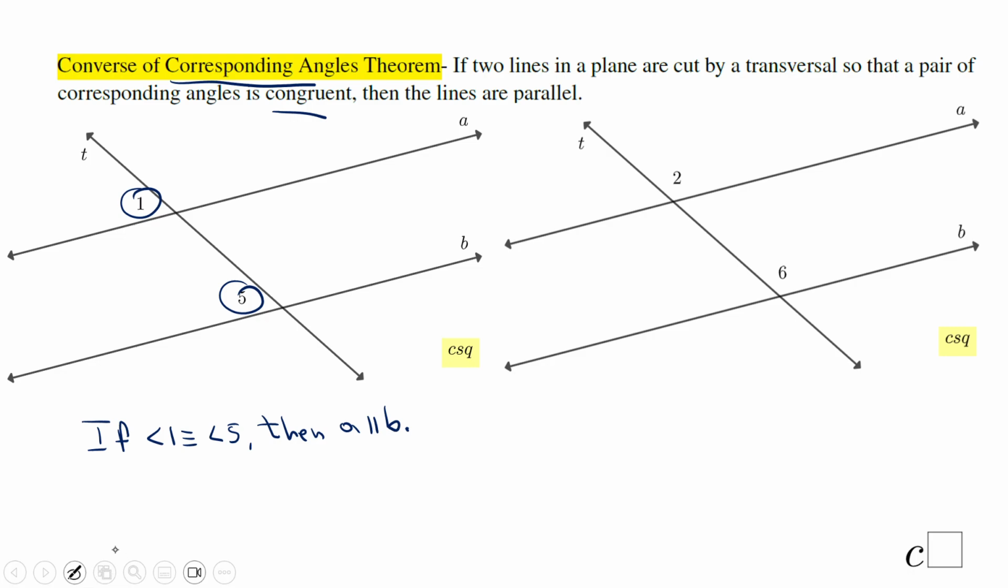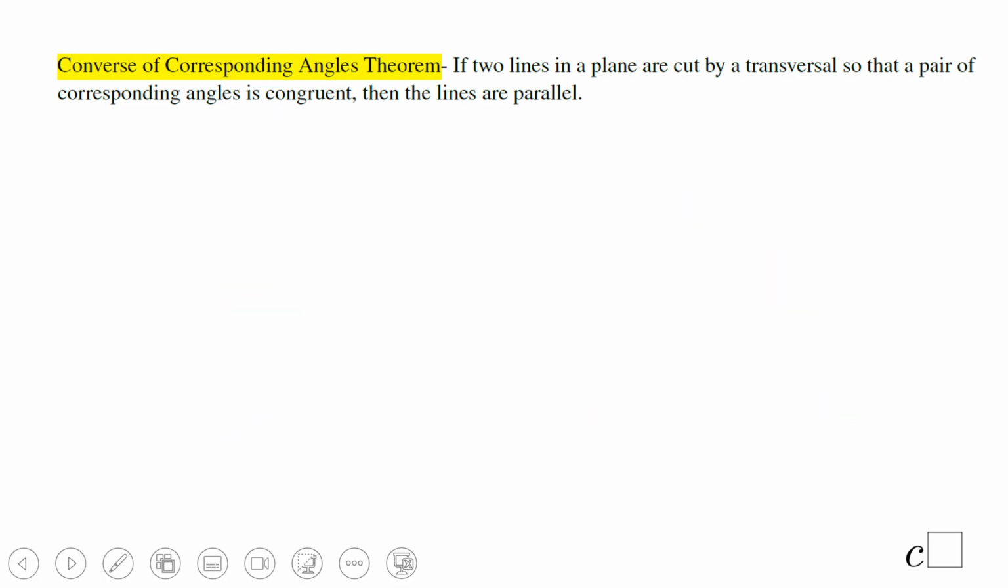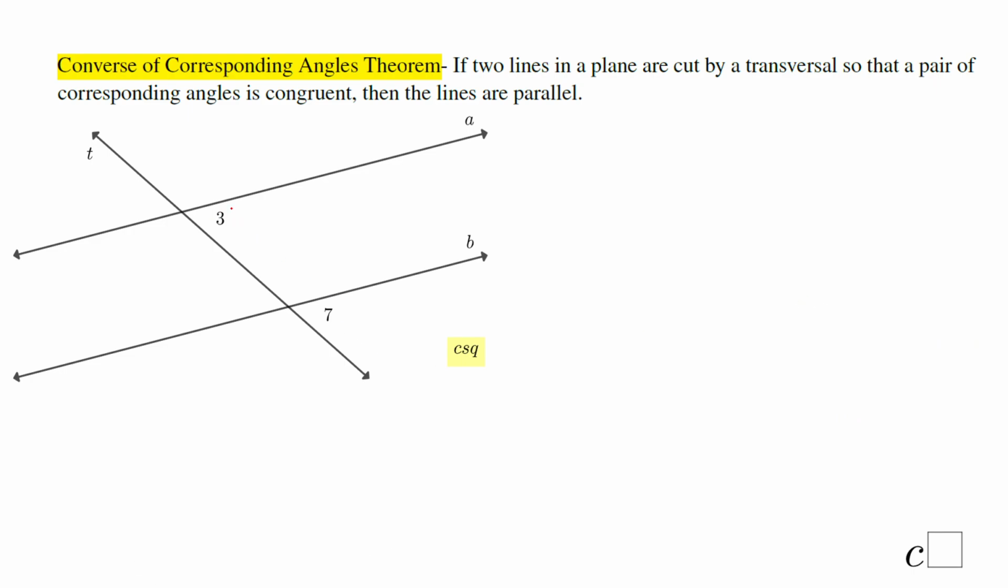Case 2, about the same theorem. Now we have angle 2 and angle 6, corresponding angles. So we have if angle 2 is congruent with angle 6, then A is parallel to B. And like I said, in this case we have two more, 3 and 7. If angle 3 is congruent to angle 7, then A is parallel to B.